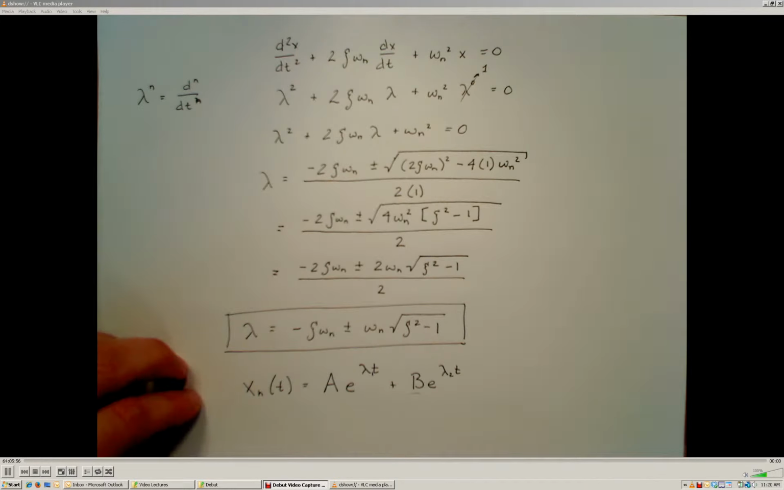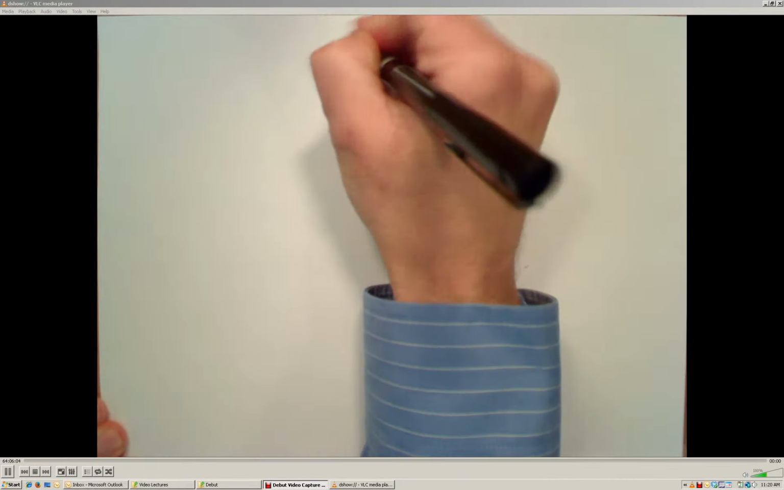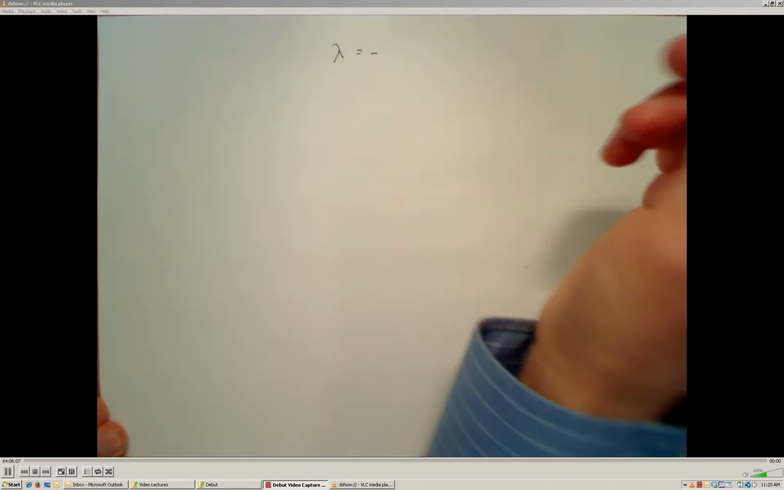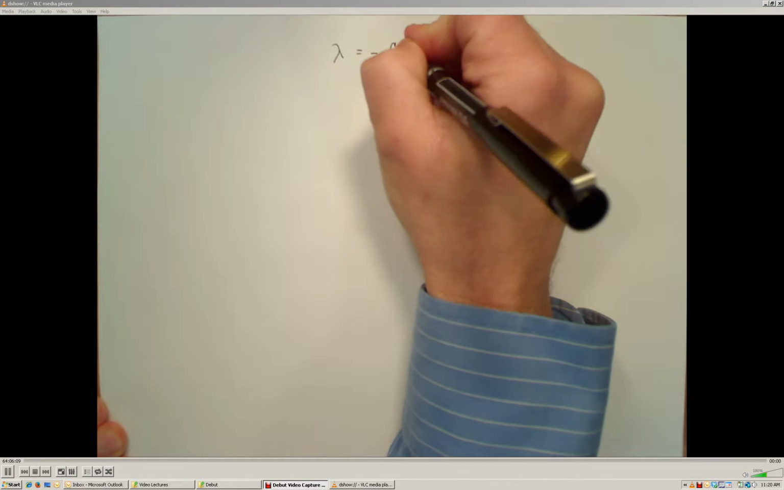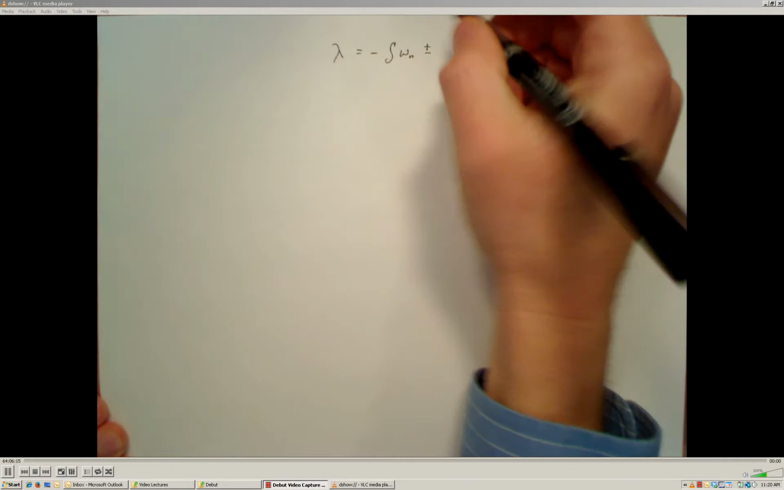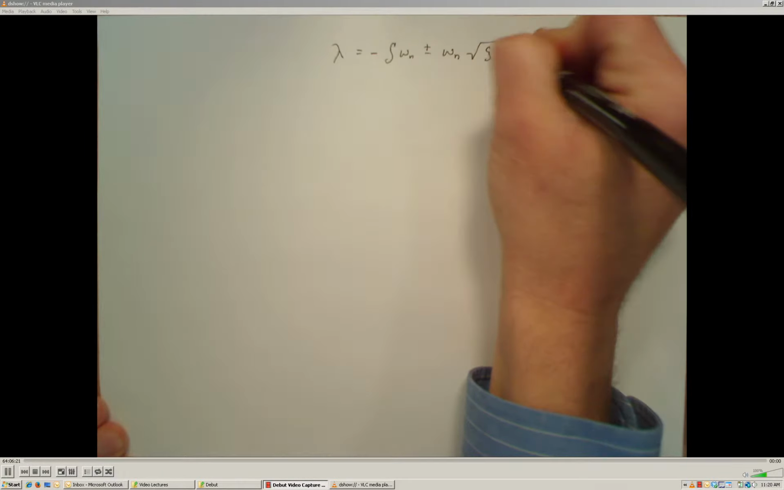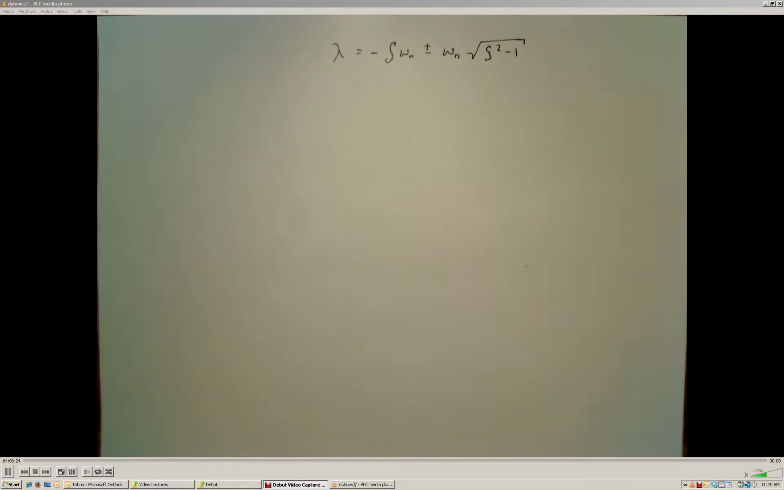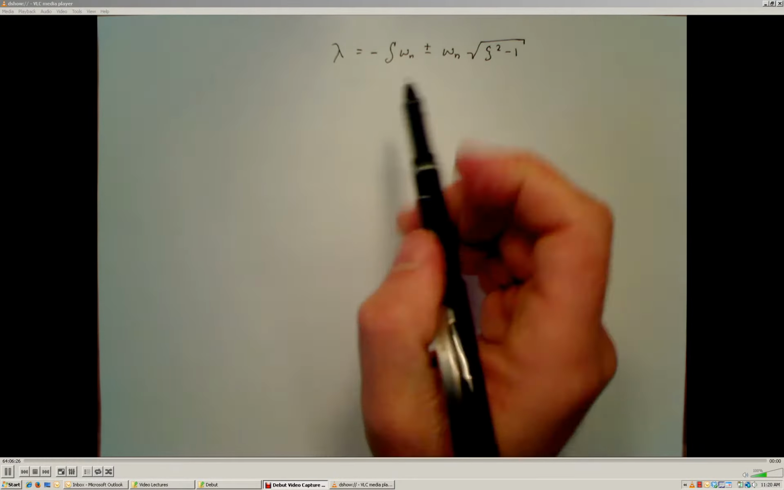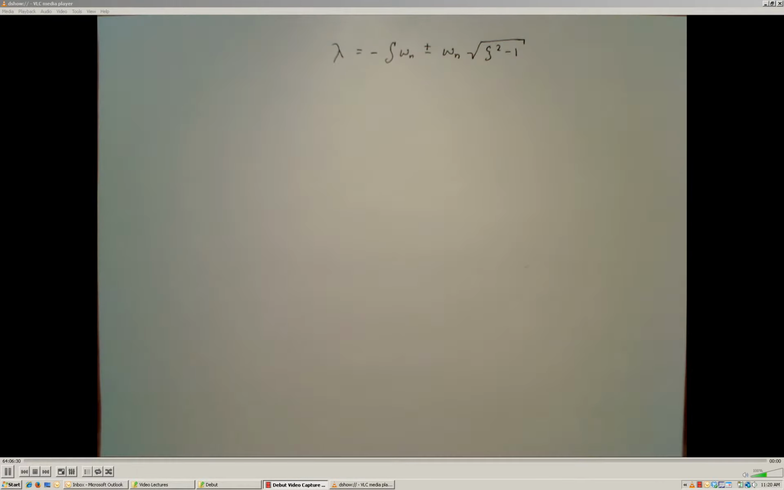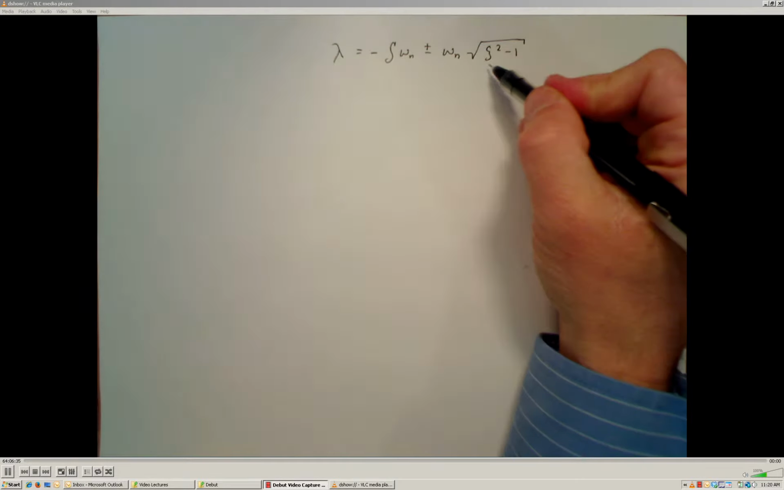So now we're going to take a quick look at the different possible values that this characteristic root can take on. So if we rewrite our solution to the quadratic equation, where we come up with the values of the characteristic roots, or the eigenvalues, again, we'll take a look at a couple of possibilities that we can have. So our eigenvalues, or our characteristic roots, can take on a couple of different cases, and the couple of different cases that we're going to be interested in depend upon the value of the damping ratio.